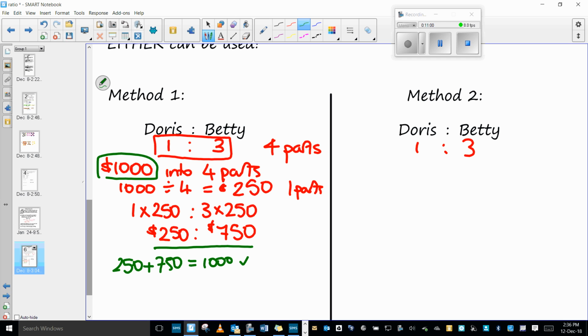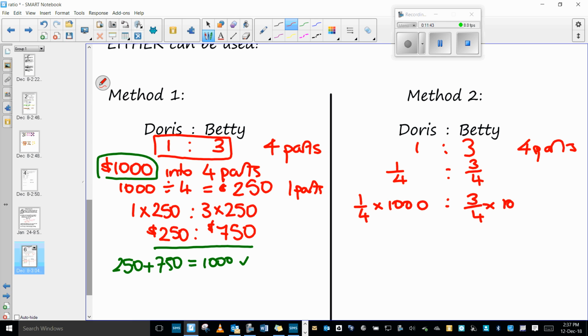So we find the value of one part. Now, the other method's very similar. Sometimes people think it's quicker, but I think sometimes it gets a bit confusing, but it's totally up to you. Same principle. 1 part Doris, 3 parts Betty. How many parts are there? 4. That means that Doris gets 1/4 of the money, and Betty gets 3/4 of the money. So Doris is going to get 1/4 of 1,000, and Betty gets 3/4 of 1,000.